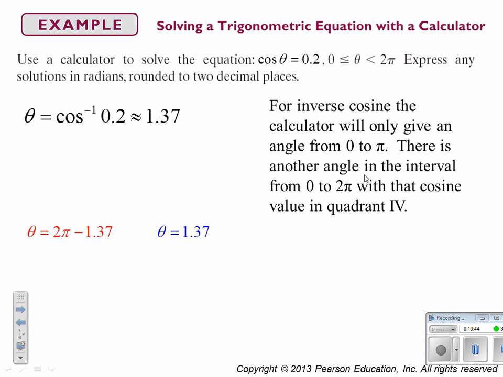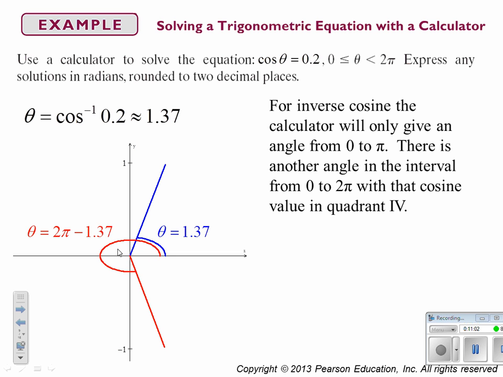Inverse cosine, the calculator will only give you an angle from 0 to pi. There is another angle in the interval from 0 to 2 pi. The second answer is 2 pi minus 1.37. Because cosine is positive in quadrant 1 and quadrant 4, we have to work smarter than the calculator and find that second angle that has that solution. So when we're dealing with cosine, take your answer and subtract it from 2 pi to find your second angle. And you can also verify this by graphing.